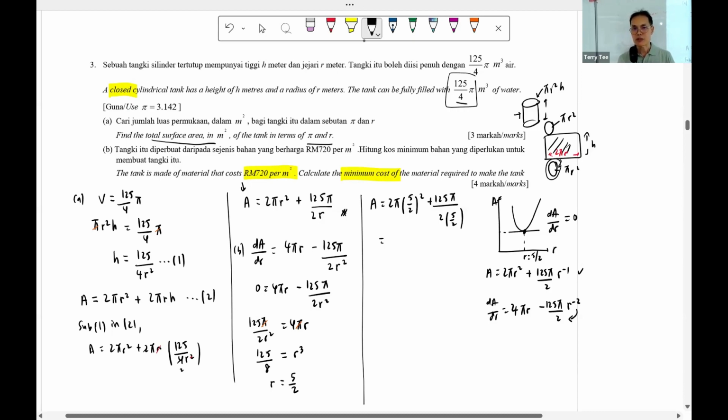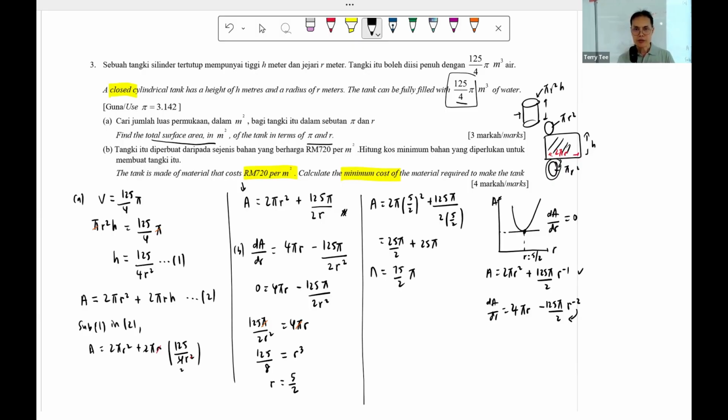5 squared, 25. 25 divided by 2, cancel 2 is 25 pi over 2. Now, this one you can cancel 2 and 2. 125 divided by 5 is 25. Another 25 pi, right? Yes? Then you add together. This will give us 75 over 2 pi. Okay? So this is your area.